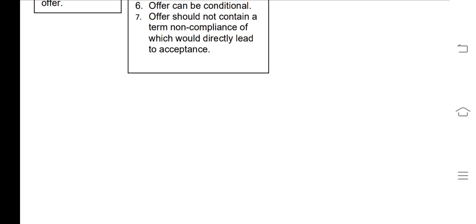Offer should not contain a term of non-compliance which would directly lead to acceptance. No one can say that if you do not give an acceptance within 5 days, within a specified time, then I deem that you accept the offer. It is not valid in the eyes of the Indian court of law, because here you pressure the offeree to accept the offer. It is not valid in the eyes of law.